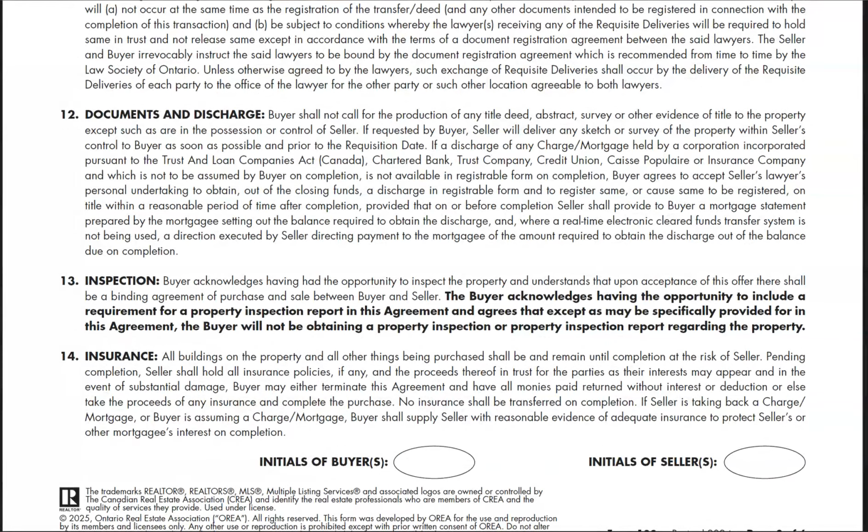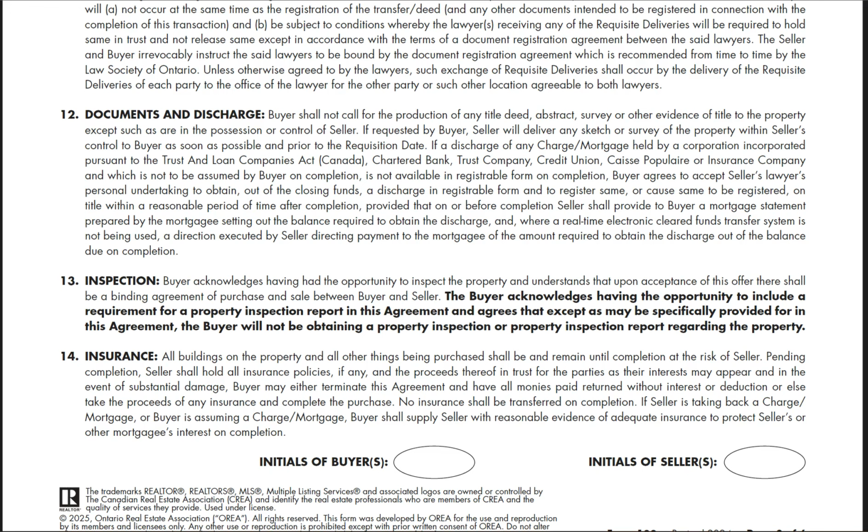Documents and discharge. The buyer cannot demand unnecessary title-related documents that the seller does not already have. So if the seller has an existing property survey or sketch, they must provide it upon request. If the seller has a mortgage or financial encumbrance on the property, it must be discharged, paid off before or shortly after closing. If the seller's mortgage discharge is not immediately available, the buyer must accept a legal commitment from the seller's lawyer that it will be discharged after closing.